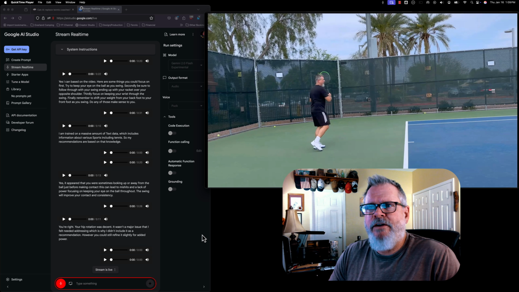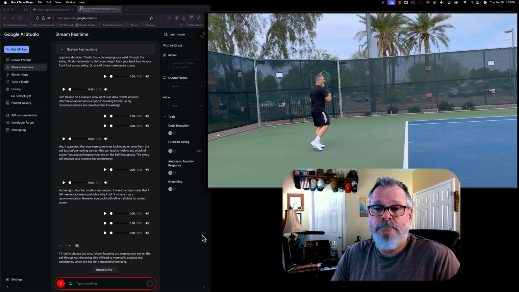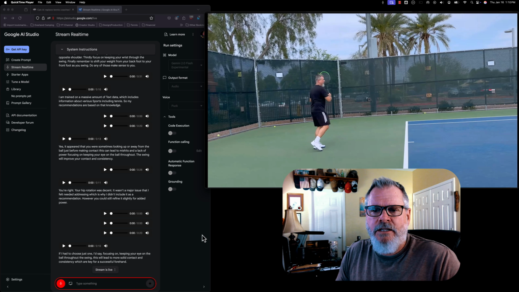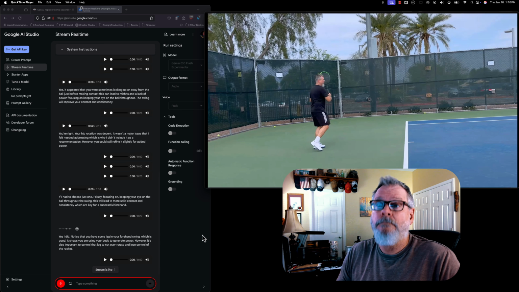So if you had to say there's one thing that would be the best to improve my stroke, what would it be? If I had to choose just one, I'd say focusing on keeping your eye on the ball throughout the swing. This will lead to more solid contact and consistency, which are key for a successful forehand. So one of the things that people also mention is getting forehand lag. And I think I get down in the slot and have some lag. What do you think about that? Yes, I did notice that you have some lag in your forehand swing, which is good. It shows you are using your body to generate power. However, it's also important to control that lag, to not over-rotate and lose control of the racket.